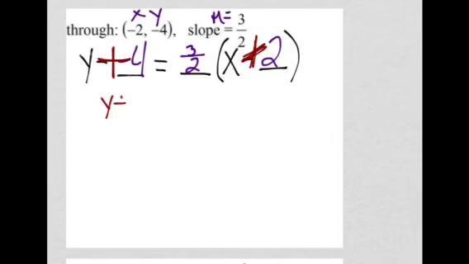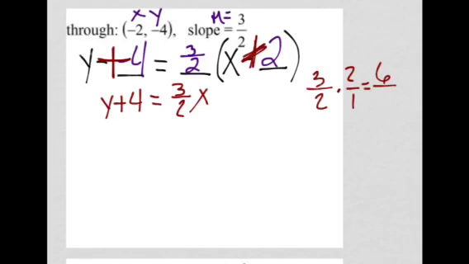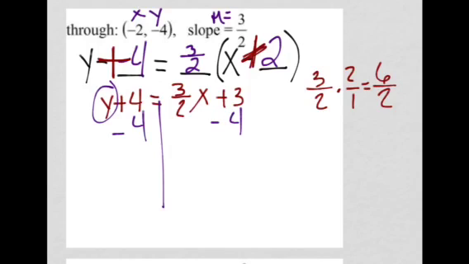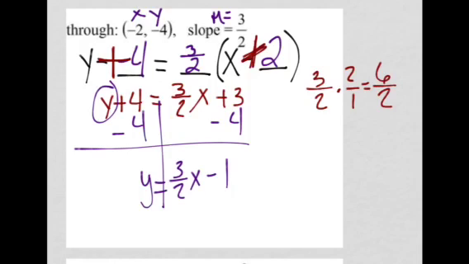So I have y plus 4 equals 3 over 2 times x. And then I do my 3 over 2 times 2 over 1. 3 times 2 is 6. 2 times 1 is 2. So that reduces down to a positive 3. Circle what I'm solving for. Get rid of the plus 4 by subtracting 4 from both sides. And I'm left with y equals 3 over 2 x. 3 minus 4 is a negative 1. And I'm done.